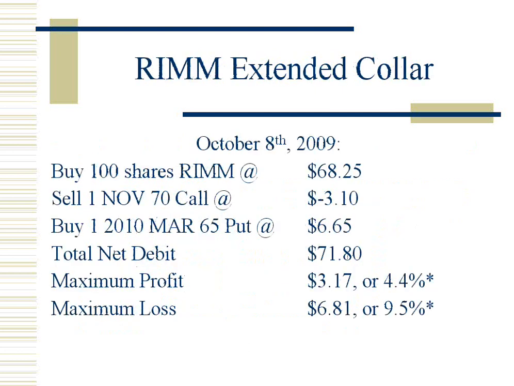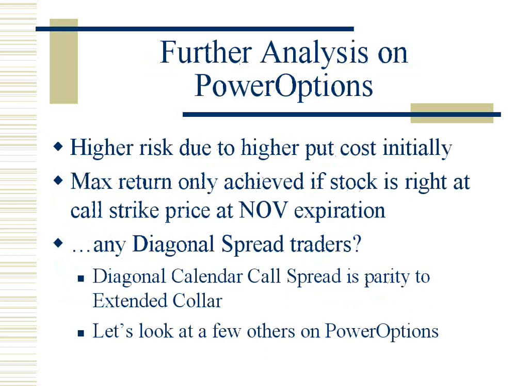So another way I could approach this, and what we refer to as an extended collar, is we could buy 100 shares of RIMM again at $68.25, sell the November 70 call for $310, and buy the 2010 March 65 put for $665. This now makes my total net debit $71.80. I have a maximum profit of $317 or 4.4%, with a side note that we're going to get to in a second, and I have a potential maximum loss of $6.81 or 9.5%, again, which we're going to address in just one moment.